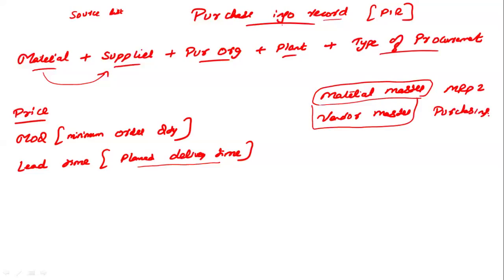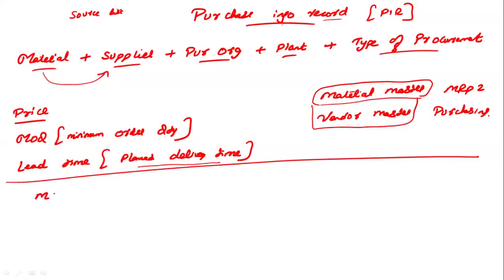Now let me take an example. You have a material which is M1. This M1 has a lead time of 10 days. Okay. And you have a supplier master which is V1. And this vendor is saying I have 15 days in lead time. So if this is the case, what you will do, you will go to material master, you will go to MRP2 view, and you will maintain 10 days. You will go to vendor master, you will go to purchasing and maintain 15 days.